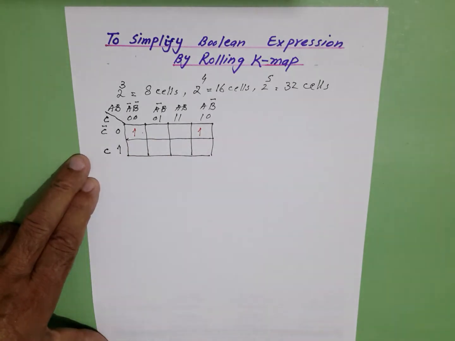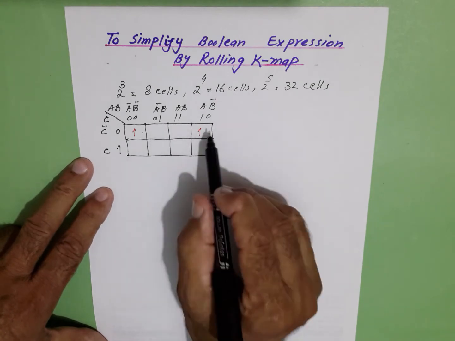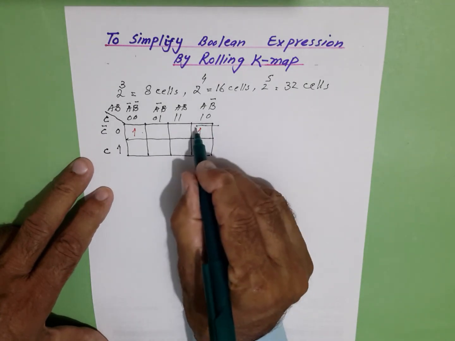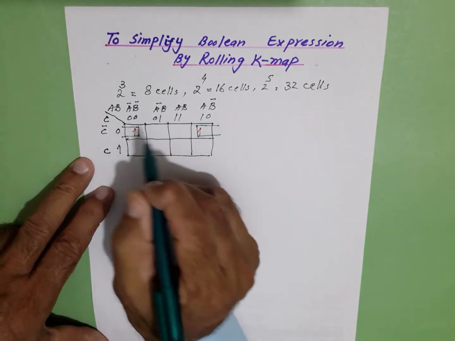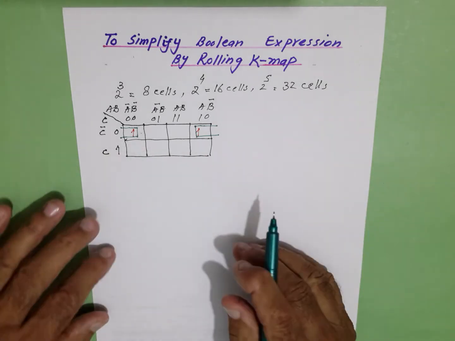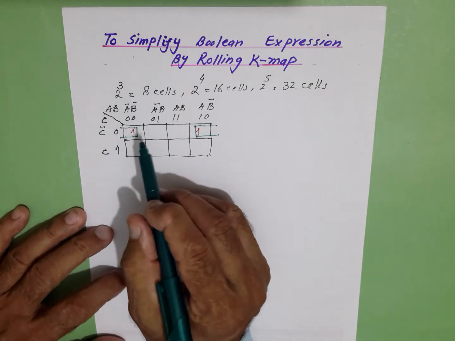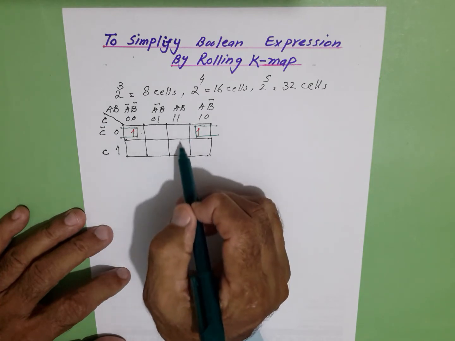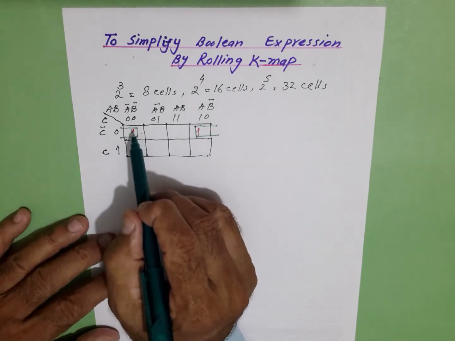Now let us roll from top to bottom. We don't have any cell to make group, but horizontally this minterm can make group with this. By rolling horizontally left to right, this one can make group with this one. Let us write the expression going vertically. This is called vertical column. Horizontally these are called rows or lines.